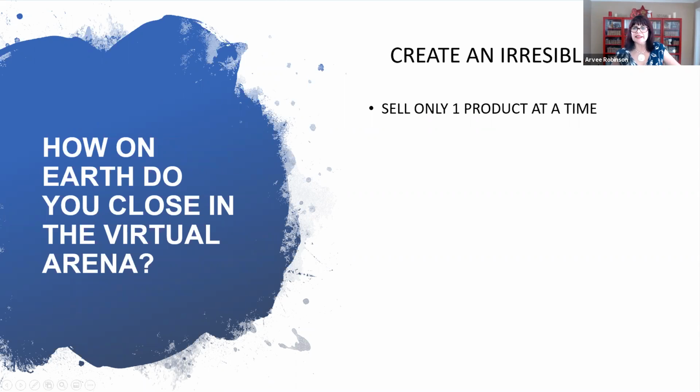Now, here are some keys. Sell only one product at a time in the virtual world. Sometimes in the live world, we can have two offers side by side. We can have an A and a B, right? Here, no, one offer. Unless you're doing a full day of training, then you could have multiple offers. But I'm talking about one webinar, one speech, only one offer, one product at a time.